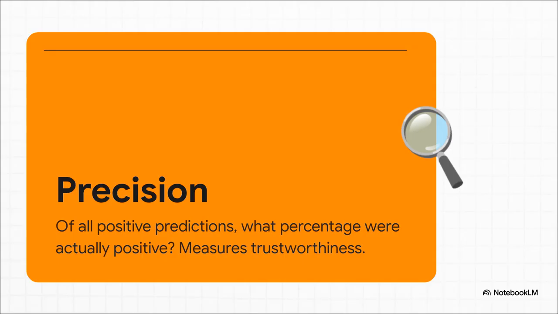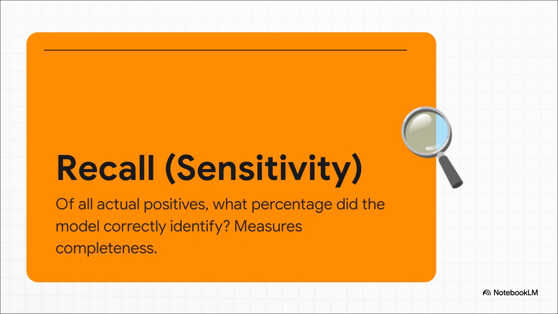Let's break that down. First up, precision. It answers one simple question. Of all the times we shouted yes, how often were we actually right? That's it. High precision means when our model makes a positive prediction, you can really trust it. It's not crying wolf. Recall, on the other hand, asks a different question. It asks, of all the yes cases that were really out there, how many did we manage to find? High recall is all about being comprehensive, about not missing anything important.